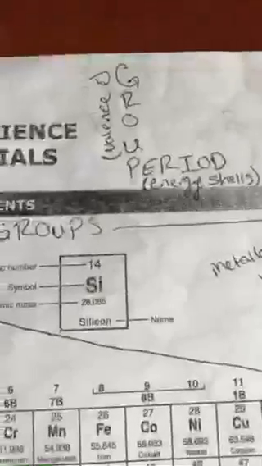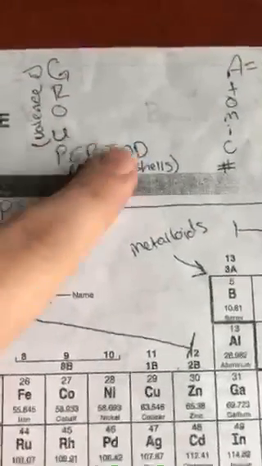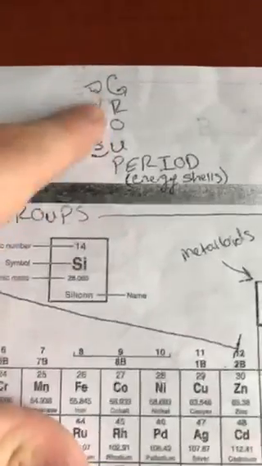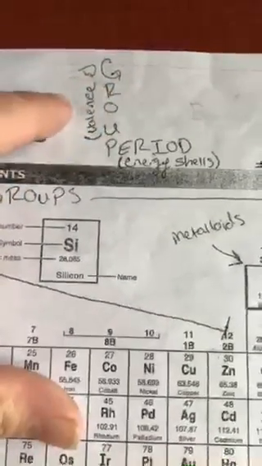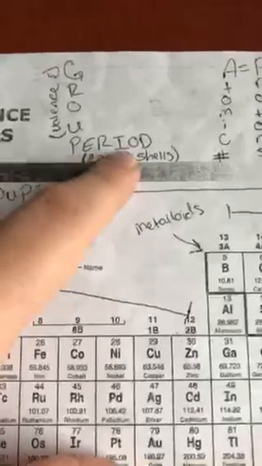Some other things that I want to point out, group versus period, right? Groups go up and down while periods go left to right. And then we write valence electrons because the group number tells us the number of valence electrons. The period number tells us the number of energy shells. I also put that on the side.